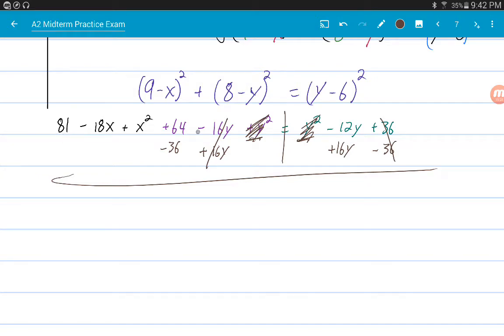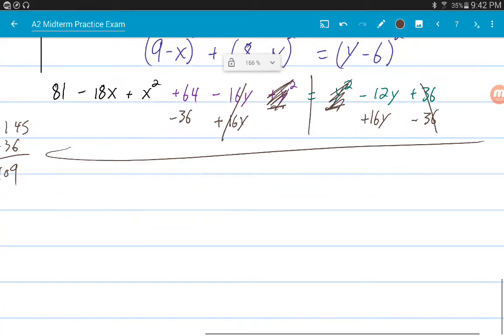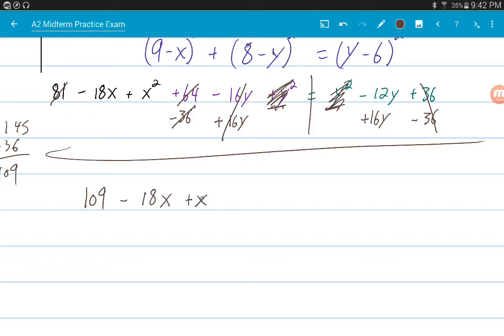I'm going to want a little reset. So I got 81 plus 64 minus 36. A little scratch work because I don't want to open a calculator. That is 145 minus 36 is 109. So what I'm going to get is 109 with the numbers minus 18x plus x squared is equal to negative 12. Nope, sorry. Negative 12 plus 16 is 4. So we have 4y on the right side.